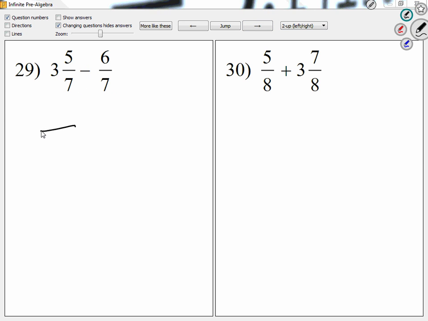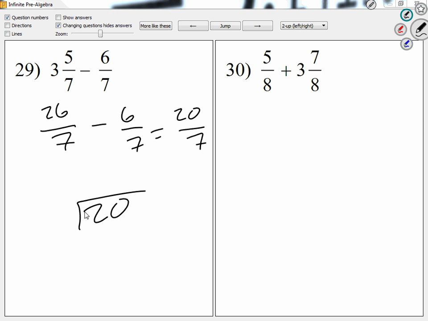For the first fraction, there's a 7 at the bottom. What's on top? 26. And then minus 6 over 7. Copy down the 7. How much is 26 minus 6? 20. So let me do the division because we have an improper fraction. How many times is 7 going into 20? Twice, or 2 times 7? 14. Remainder 6. So I'm just going to go 6 over 7.